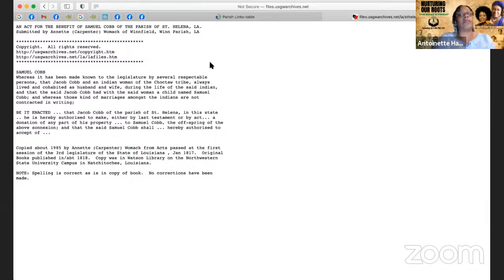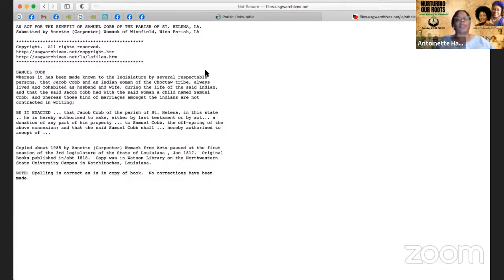Here it is, Samuel Cobb's, where it has been made known to the legislation by several respectable persons that Jacob Cobb and an Indian woman of the Choctaw tribe always lived and cohabitated as husband and wife during the life of the said Indian, and that Jacob Cobb has with the said woman a child named Samuel Cobb. So you see, there it was. He gave the child his name.